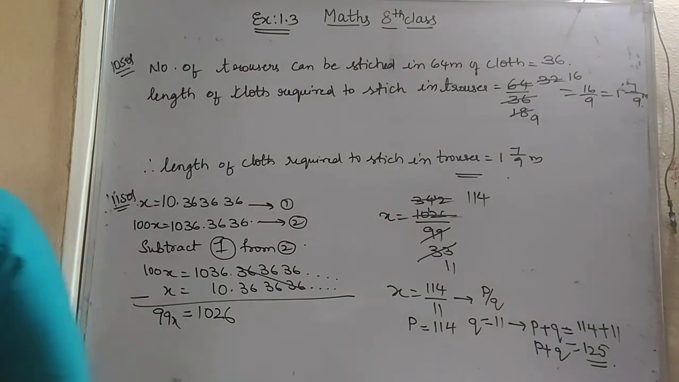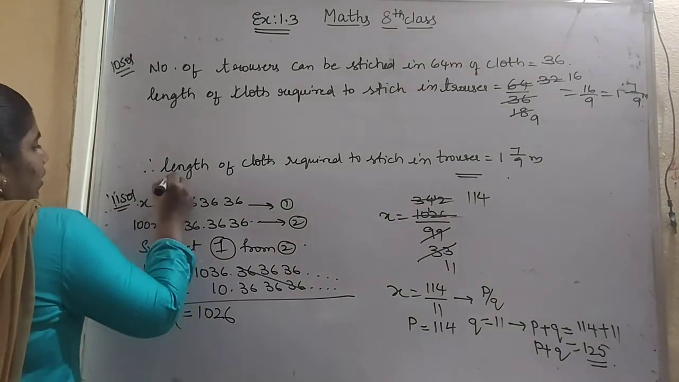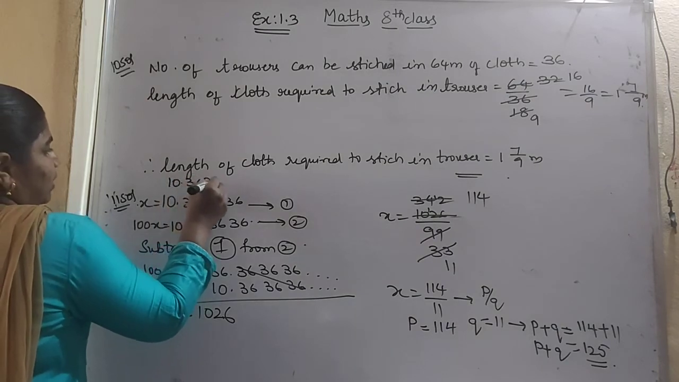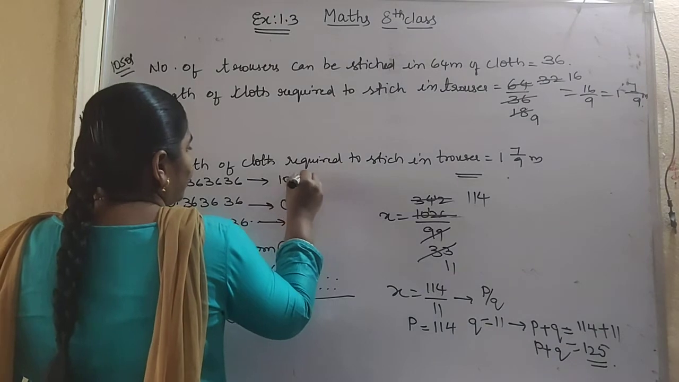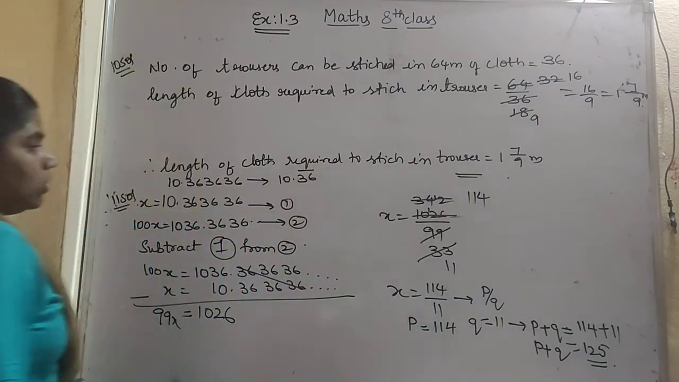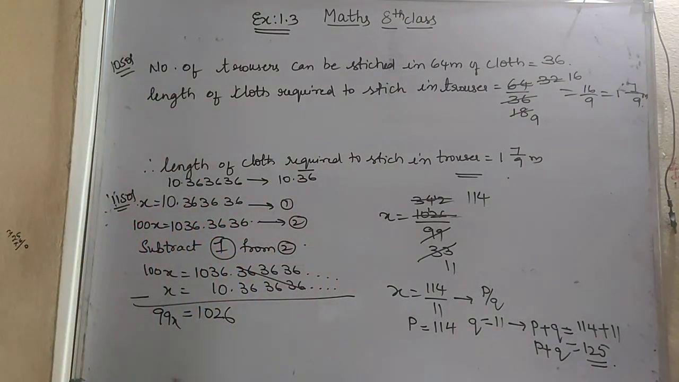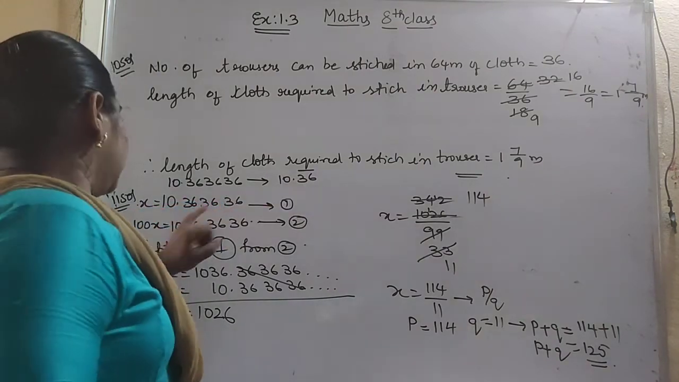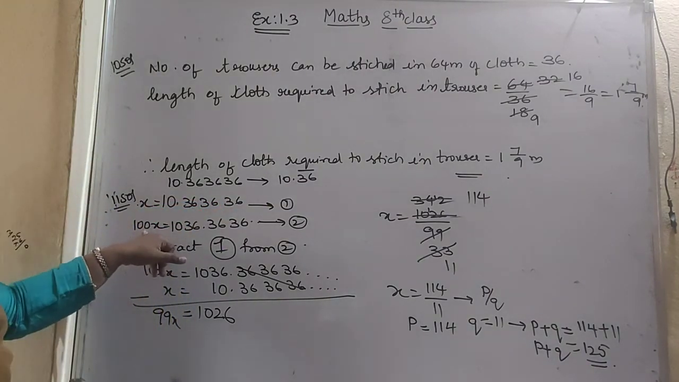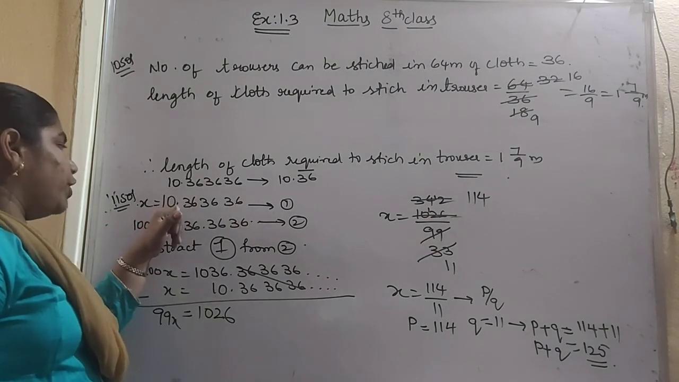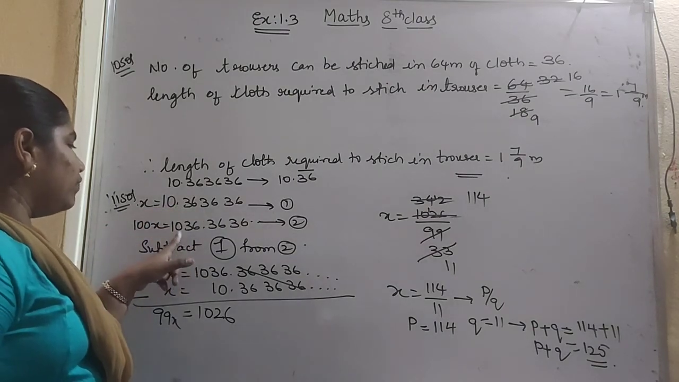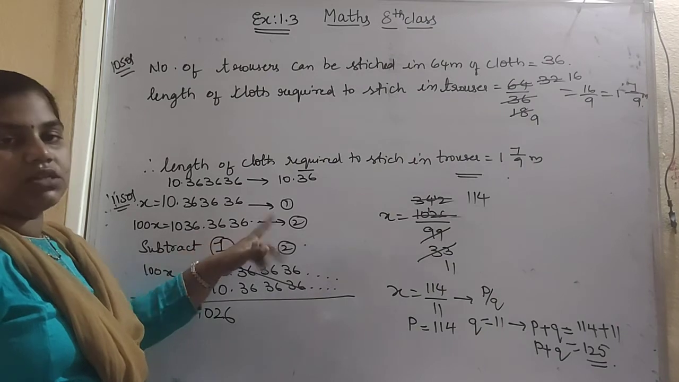So once again you see this. They have given 10.363636. This value can be written in the form of 10.36 bar, because 36 is repeating there. Bar is for two numbers. So I have taken 100x here. After taking 100x, move this point after two digits. That will become 1036.3636 and so on.